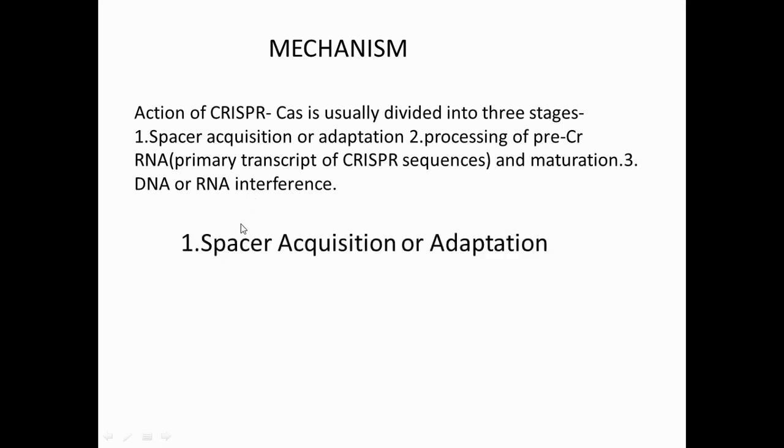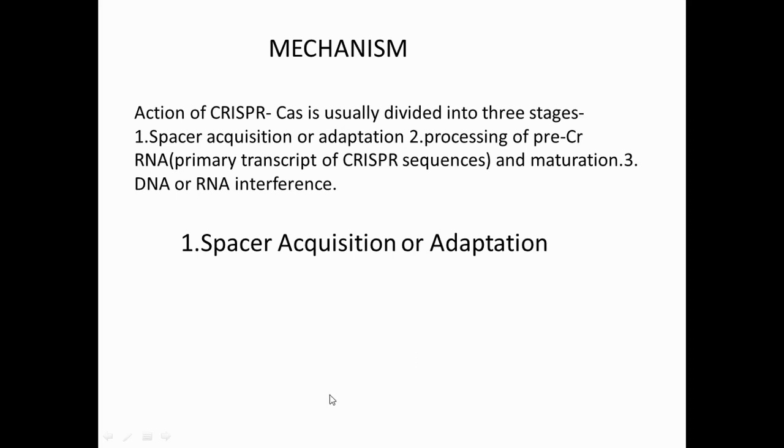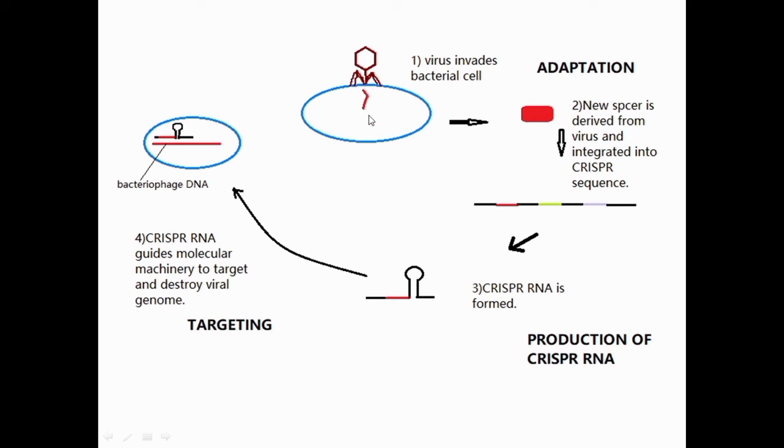So first step is the adaptation process or the spacer acquisition process. The first step is to capture a phage DNA and insert it into a CRISPR locus in the form of a spacer. Two proteins, Cas1 and Cas2, are responsible for the insertion of the spacers into the CRISPR array. So, when the bacteriophage infects the bacteria, the bacteria cut a specific DNA segment of the bacteriophage DNA and integrate that DNA segment into its own DNA. This entire process is called the spacer acquisition or the adaptation process. And as I told you, Cas1 and Cas2 proteins are responsible for this process.